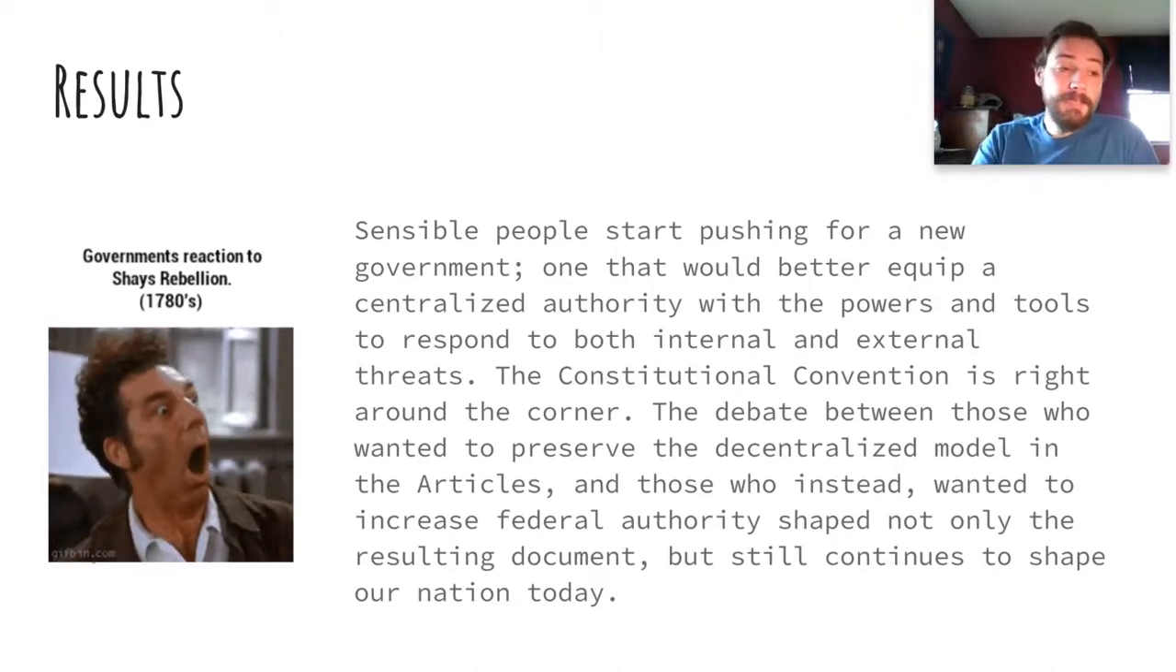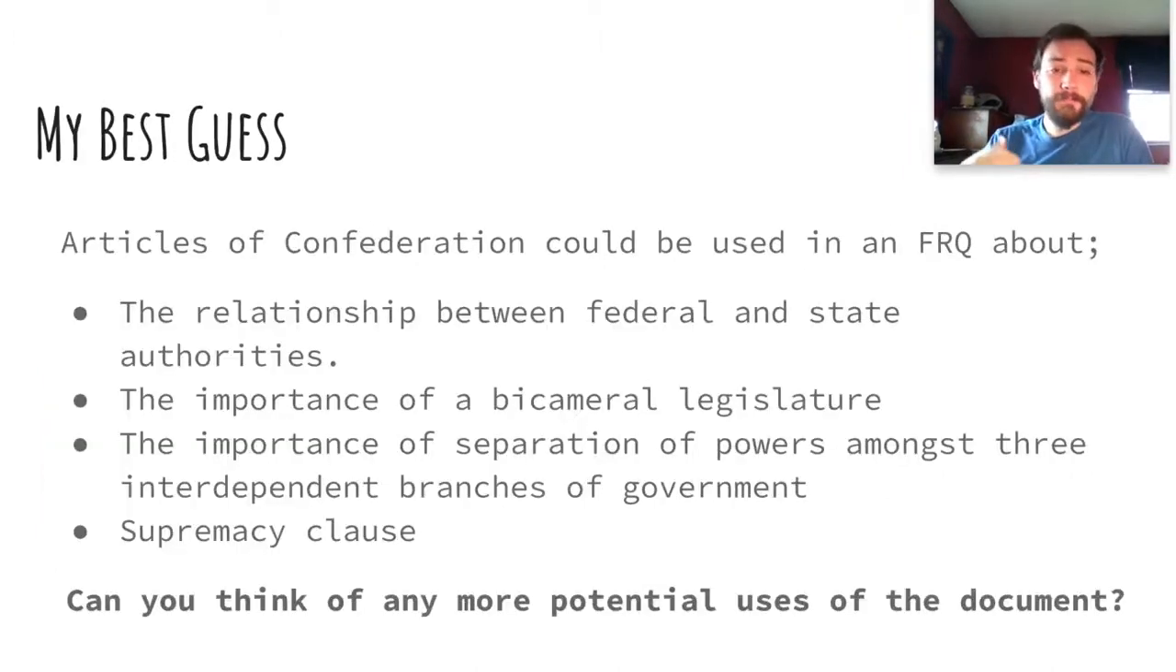So how could I see this being used on the AP Gov exam in regards to your preparation? Any question that deals with the relationship between federal and state authorities, the Articles are a document that you can use to say this isn't how you do it, okay? One branch of government that's largely toothless, that leaves the execution and interpretation of the laws that it creates up to the states doesn't work, okay? So that's the first way, okay?